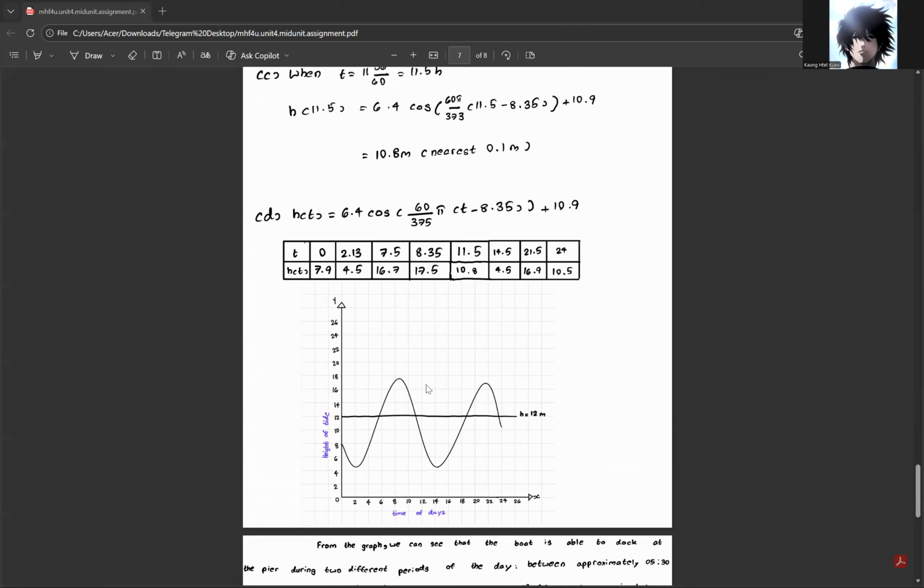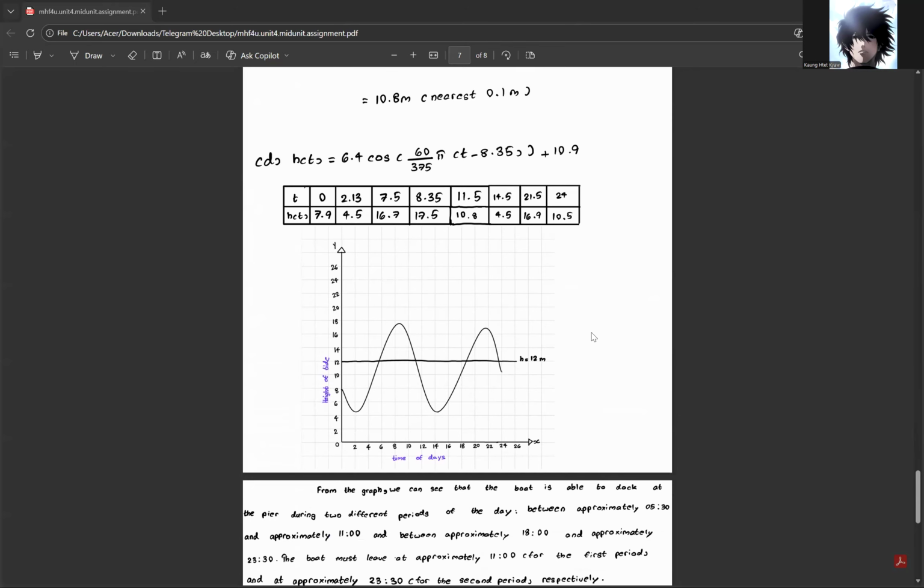The boat at least needs 12 meters of depth. Using a graphing approach, I determine that the tide is above 12 meters from approximately 5:30 a.m. to about 11:10 a.m. So the boat can dock during this time window and must leave once the tide goes below 12 meters.